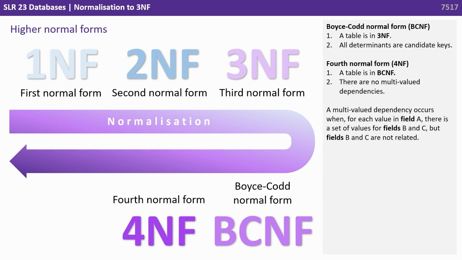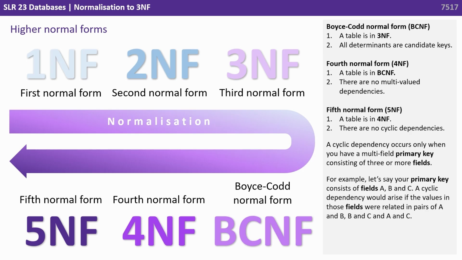After BCNF, we have fourth normal form. So the extra rule here is there are no multi-valued dependencies. A multi-valued dependency occurs when for each value in field A, there's a set of values for field B and C, but fields B and C are not related.